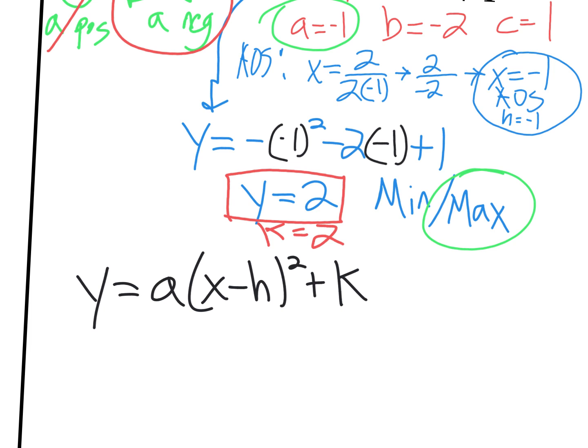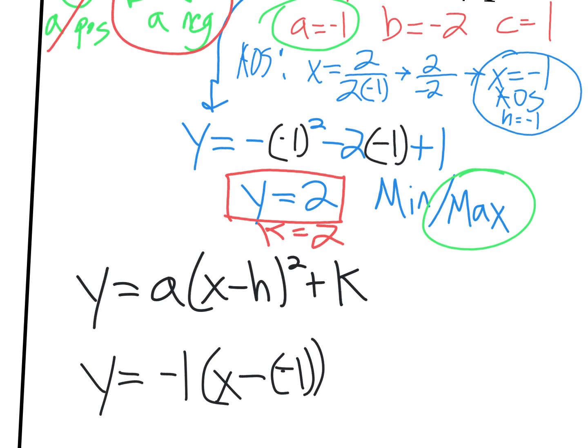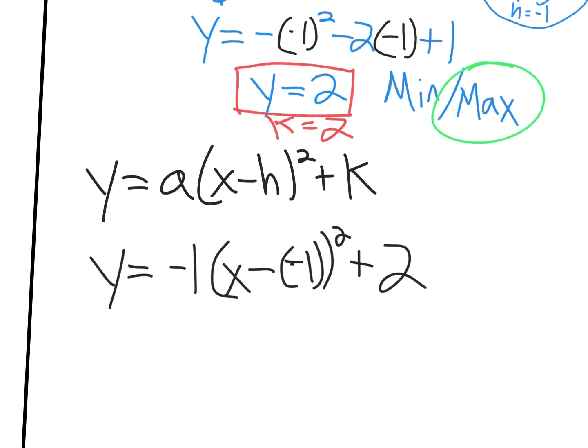So y equals a is negative 1, x minus h, so x and then minus h. If I'm minusing a negative 1, then it turns into plus 1, okay? So let me just write minus negative 1. And then plus k, let's see here, plus k is 2, so plus 2, okay? So minusing negative 1 turns into plus 1. So you can kind of skip this step and you can just write x plus 1 squared plus 2.